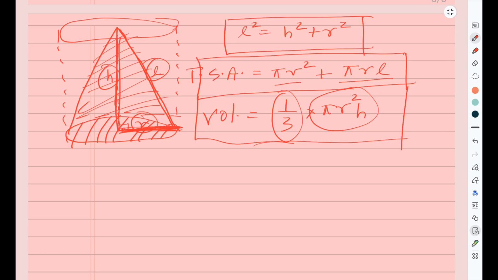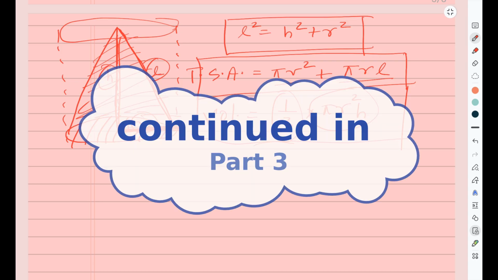The exercise name you can see in chapter 12. There is only one exercise which is given. So in the next video we will just take up those exercises. Okay, and this is very helpful in competitive exams as well as the class 10th mathematics exam.